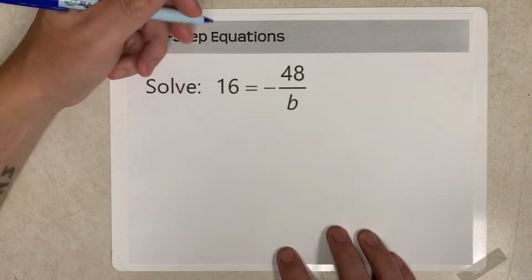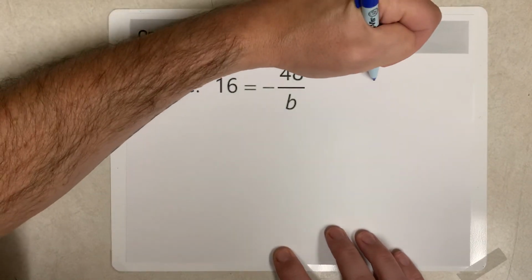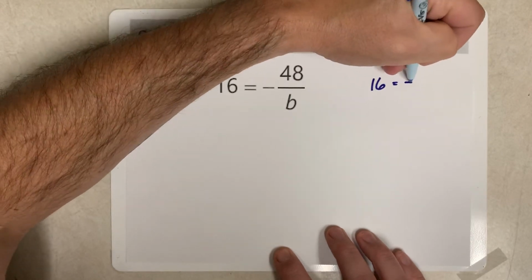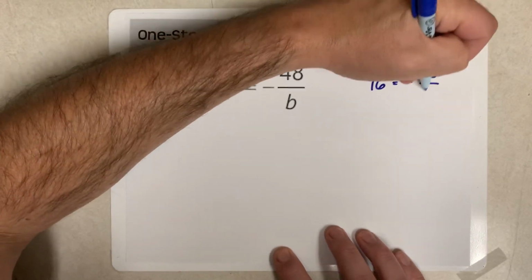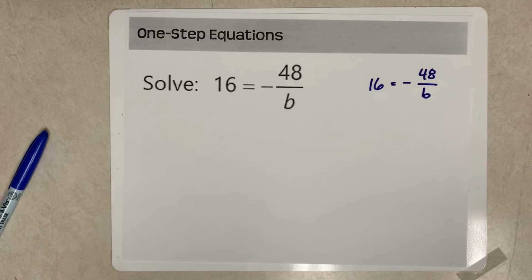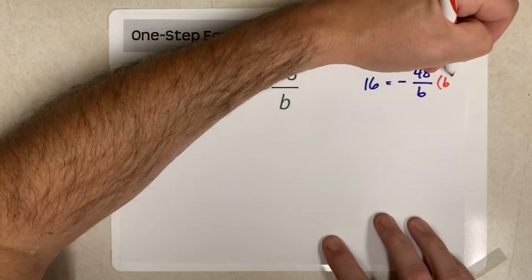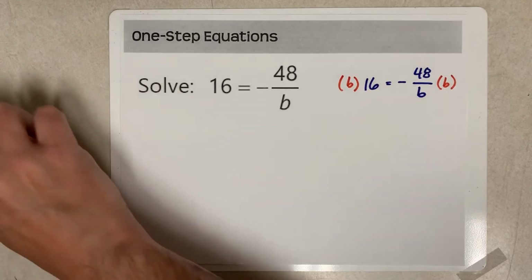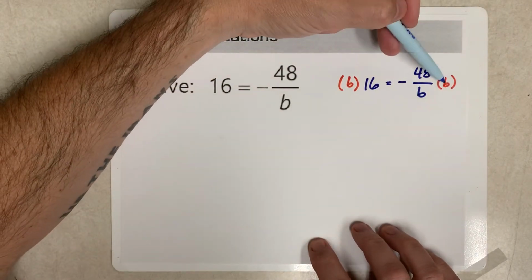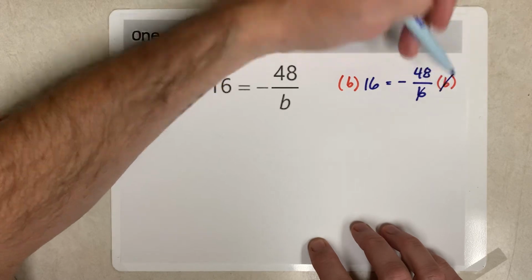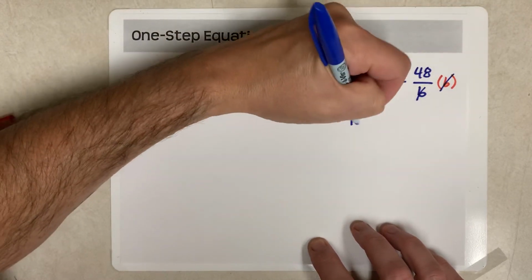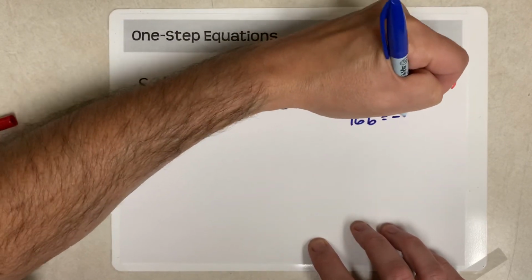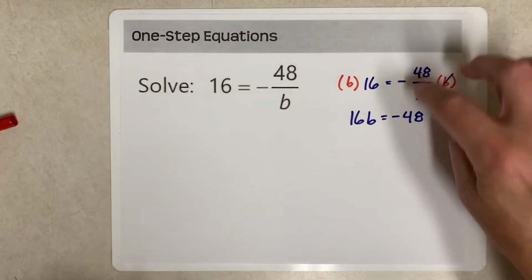Now here's what's going to happen. I'm going to take 16 equals negative 48 over b. I have to get the b by itself. And so if I multiply both sides by b, okay, now here's what happens. That b and that b cancel because they're multiplicative inverses. And over here, I get 16b is equal to negative 48. The negative 48 just kind of drops down.